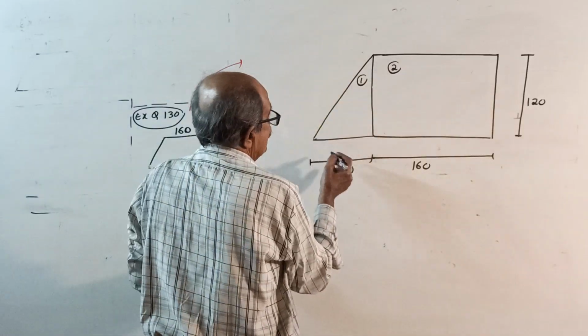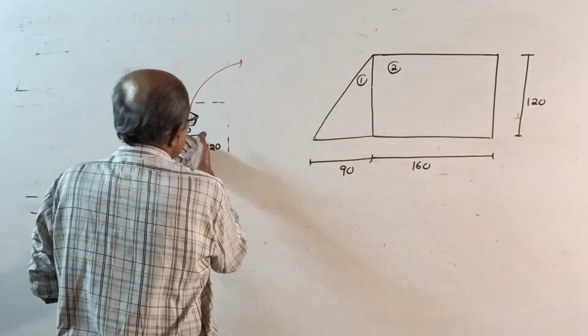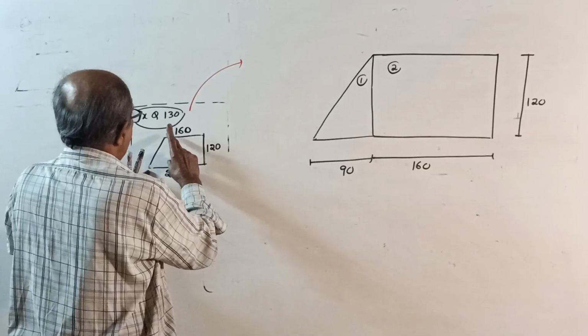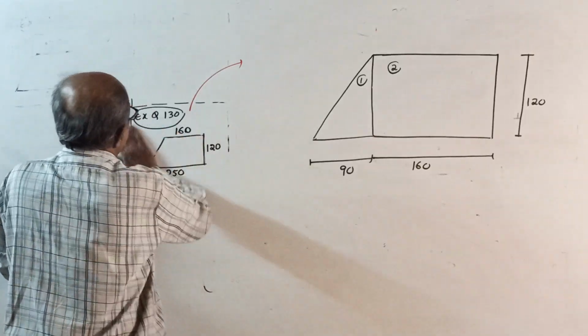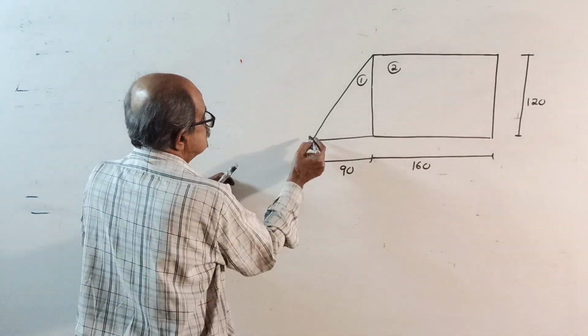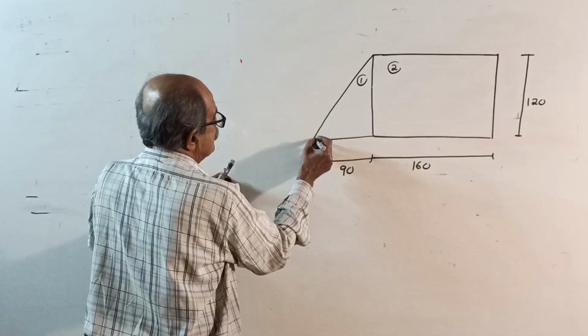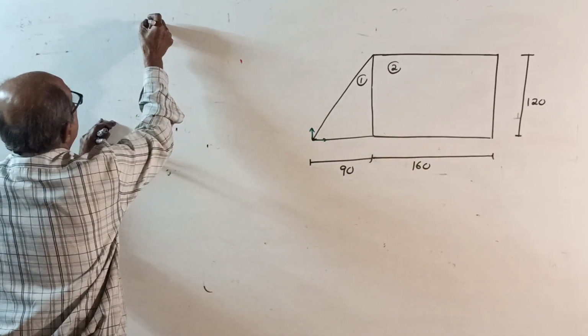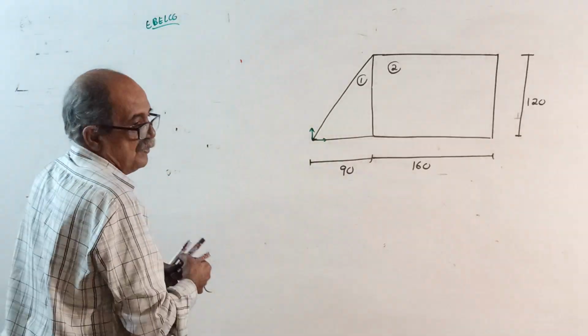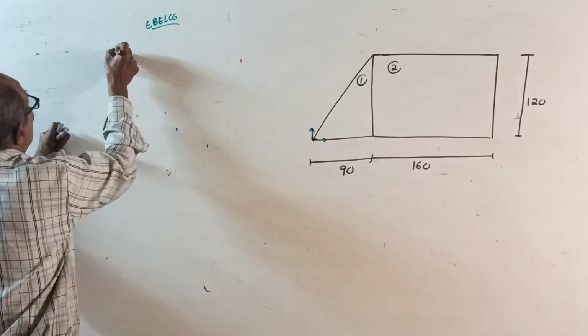Okay. Now x bar, y bar required. Now I will remove this also. Everything correct? 90, 120. Okay, this also covered. Nothing required now. Start. Go for Abelco. Okay. With Abelco, one and two.